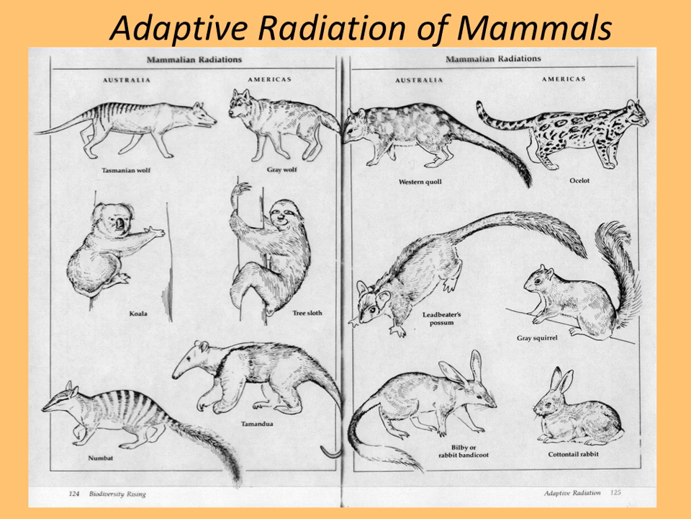Now, all the ones in the Americas are placental mammals. The ones in Australia are marsupial mammals. So you have all these convergent taxa, but in Australia they're all marsupials, and in the Americas, they're all placental mammals. But there's still all these similar niches, so there's convergent evolution going on there.